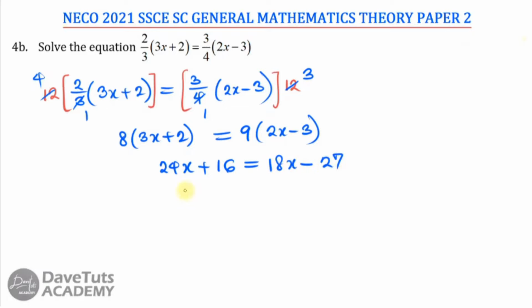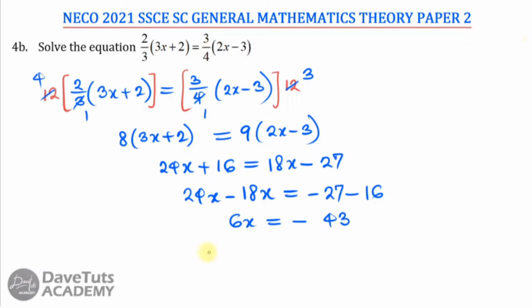Here, you can just collect like terms to put the variables on the left-hand side. So we have minus 18x is equal to minus 27, and when 16 goes to the other side, it becomes minus 16. So 24x minus 18x, that is 6x, is equal to minus 27 minus 16. Minus 27 minus 16 will be minus 43: 7 plus 6 is 13, remaining 1, 2 plus 1 is 3. With that one, we have 43.